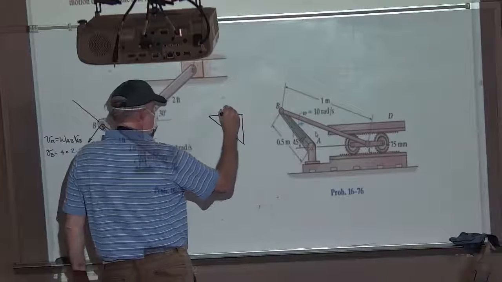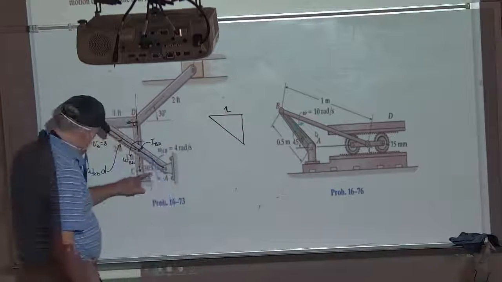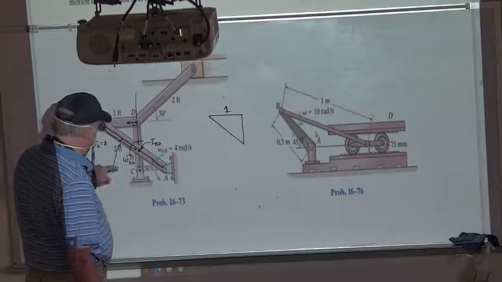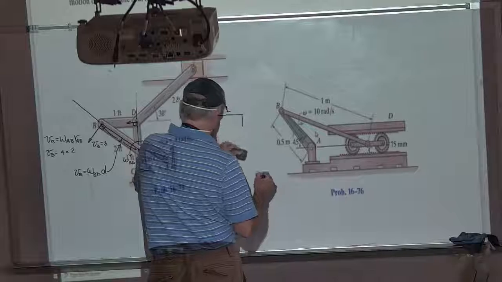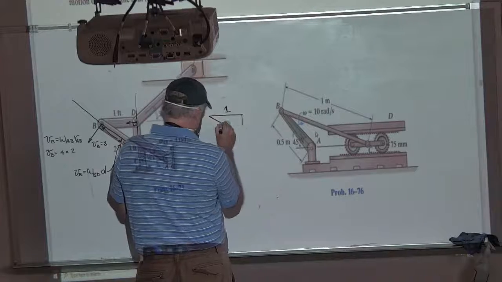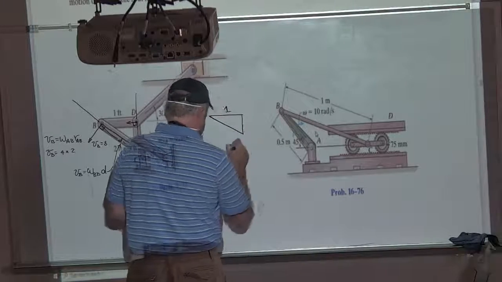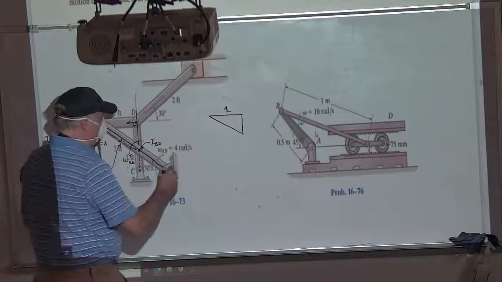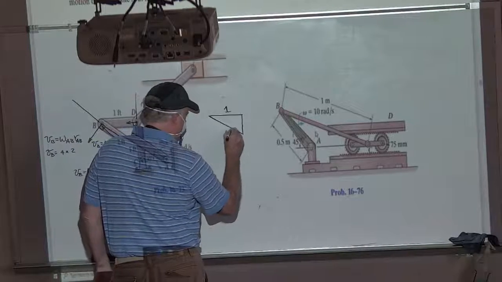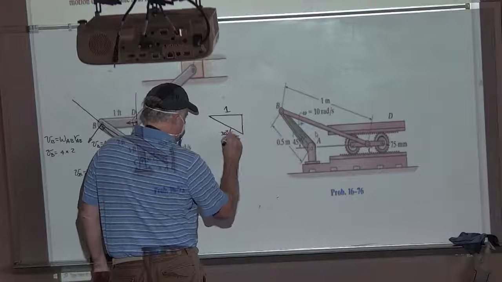I know this is 1. I know if I drew a line straight out, it should be 30 degrees. So it should look more like that. So if I take this line and move it up to here, I'll see it's 30 degrees.